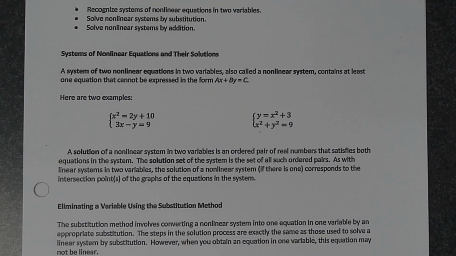Now, a solution of a nonlinear system in two variables is an ordered pair of real numbers that satisfies both equations in the system. Now, the solution set of the system is the set of all such ordered pairs. And as with linear systems in two variables, the solution of a nonlinear system, if there is one, corresponds to the intersection points of the graphs of the equations in the system. So actually, you're going to find the points that intersect those two graphs.